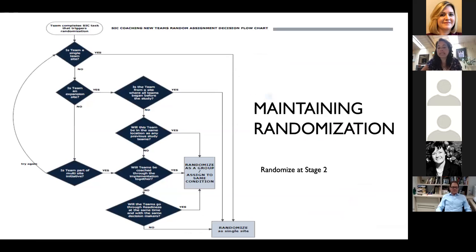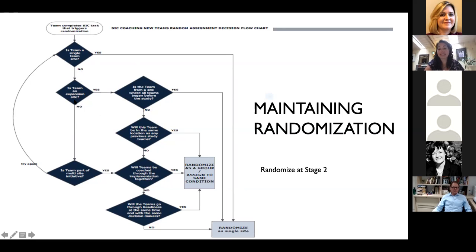So bringing it to this trial then, and I realize I only have about 10 more minutes, I won't take that long. One of the challenges is maintaining randomization. So how do we maintain randomization when we are working in the real world with sites that may or may not be coming in parts of teams? For instance, we start off by asking, is this team a single team site? If yes, then we're going to randomize as a single site. But a lot of times what we find out is no.